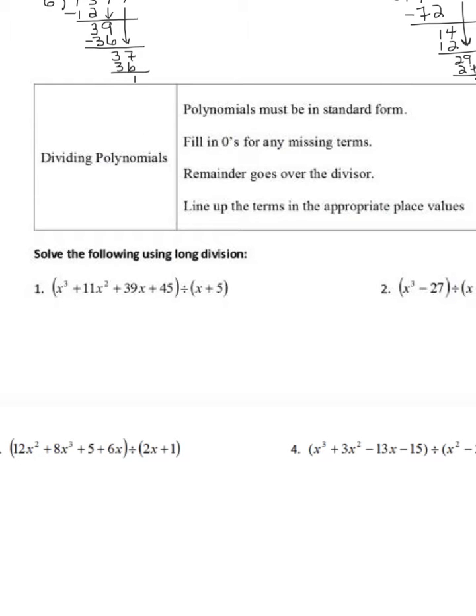Okay, so some things to remember when dividing polynomials. Polynomials must be in standard form. You have to fill in any zeros for any missing terms. So your polynomial has to be in polynomial order, like x to the third, x squared, x, and then a constant. The remainder goes over the divisor, just like we did in this other division problem. And we have to line up the terms in the appropriate place values. So let me do example number 1, and then I'll show you example number 2, and then I want you to do example 3 and example 4 on your own.